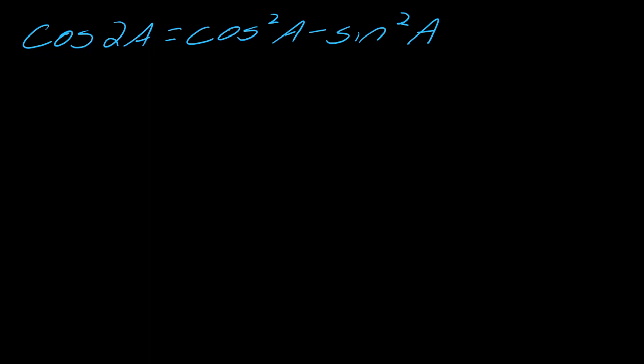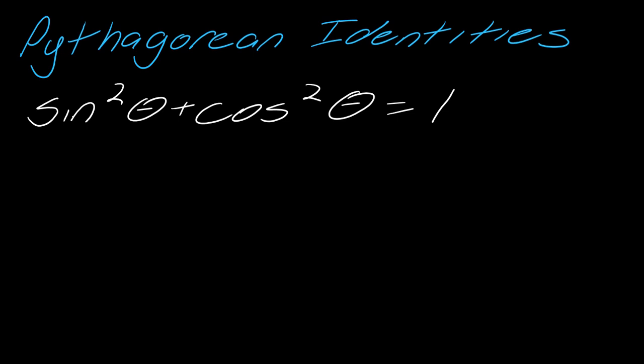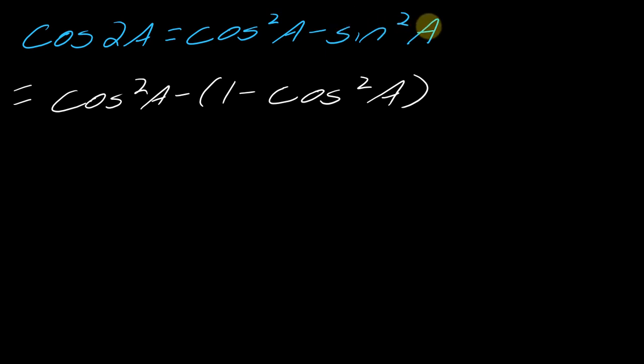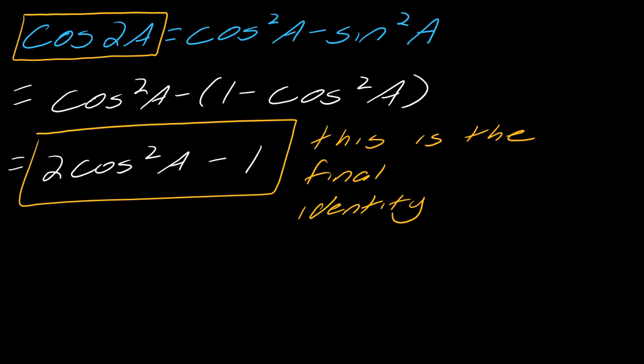And okay, one more time, to do this again, I could also use this Pythagorean identity and go the other way. So I could say sine squared theta equals 1 minus cosine squared theta. So I could make that substitution, turning this sine squared a into 1 minus cosine squared a. And now what do I get? Well, if I collect my terms, now I get 2 cosine squared a minus 1. And so there is your final identity. So we can do a couple of things with cosine of 2a.